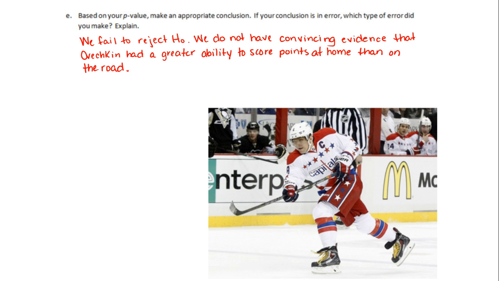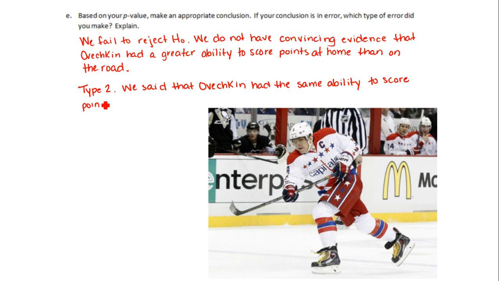If our conclusion is an error, what type of error did we make? So this would be a type 2 error. We said that Ovechkin had the same ability to score points at home and on the road, but in reality, it was greater at home.